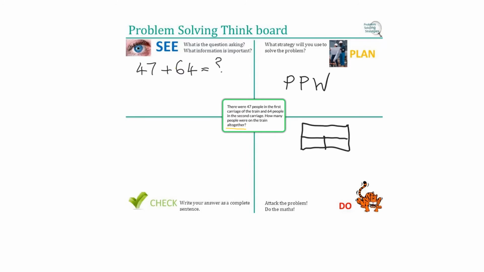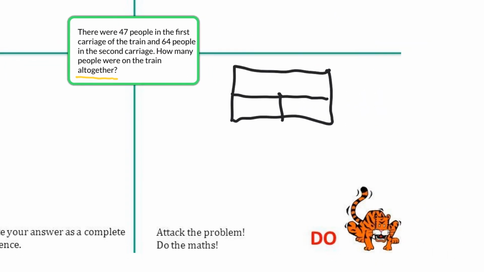So we have our first part, which is 47, and our second part is 64, and if we add those two together, we're going to get our whole number, and we don't know the whole number just yet, so I'm just going to put a question mark here. I can now think of some addition strategies that I can use to add those two numbers together. Okay, so I think I might use the split strategy to add these two numbers together.